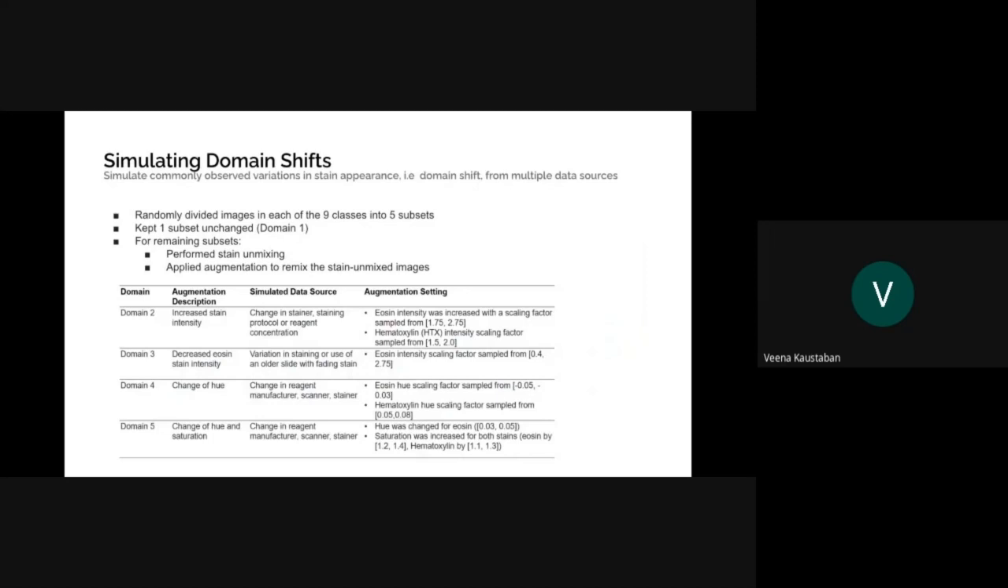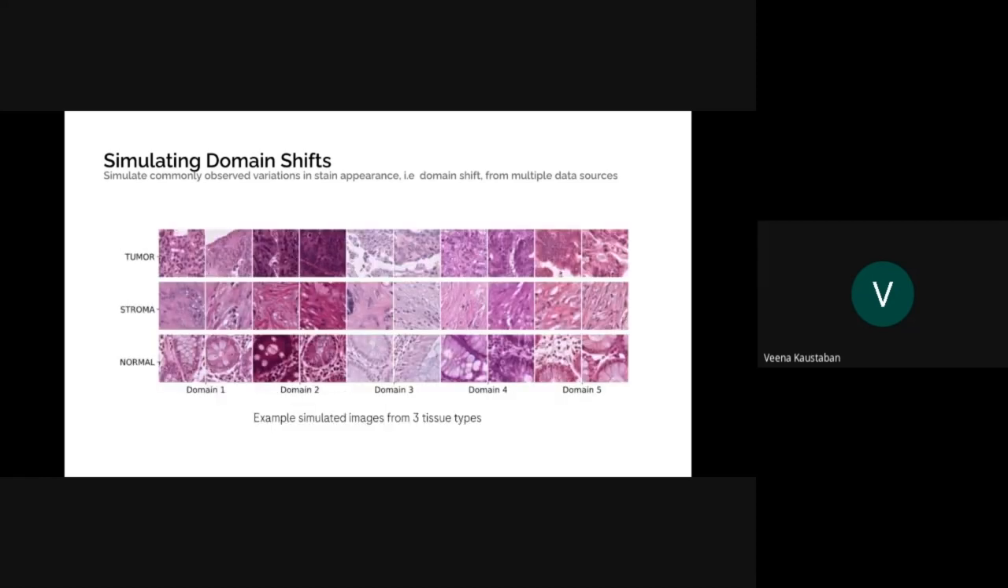In digital pathology, these shifts could occur from varying image digitization conditions or image sources. We manually simulated these data shifts, dividing the entire dataset arbitrarily into 5 subsets. We kept one subset unchanged and called it domain 1. For the remaining subsets, we performed stain mixing, applied different augmentation settings, followed by remixing. As you can see, the shift or the change between domains is in different columns. The images were qualitatively assessed by 2 pathologists as well.